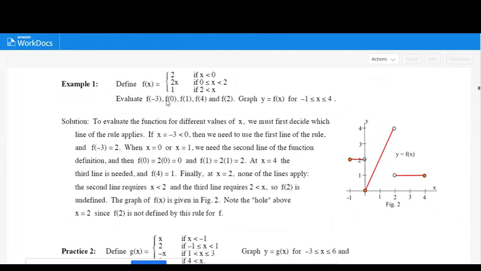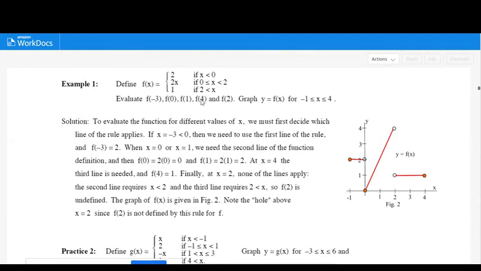Dito naman sa second na need natin evaluate, we have f of 0 and f of 1. So si 0 at saka 1, nasa second line sila na range. Kasi nga, they are in the range of 0 and 2. So between yan na values dyan. Okay, so we need to use 2x. So first, let's solve for f of 0. So 2 times 0, that's 0. And then next is 1. So 2 times 1, that is 2.